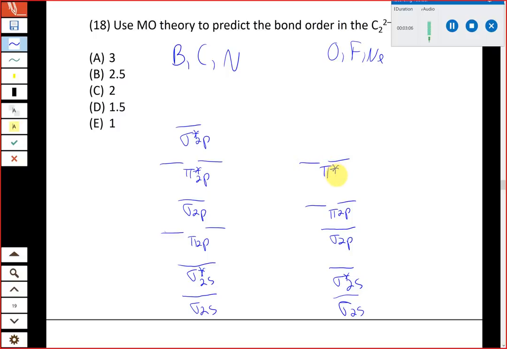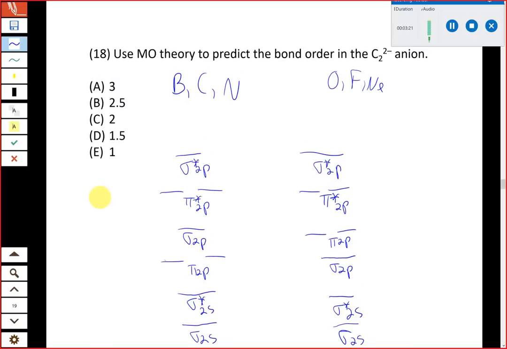All right, that is particularly important if you're predicting the number of unpaired electrons. It doesn't matter so much for bond order, because all we're doing is flipping bonding orbitals, and as long as you get the total number of electrons correct, that'll give you the correct bond order.